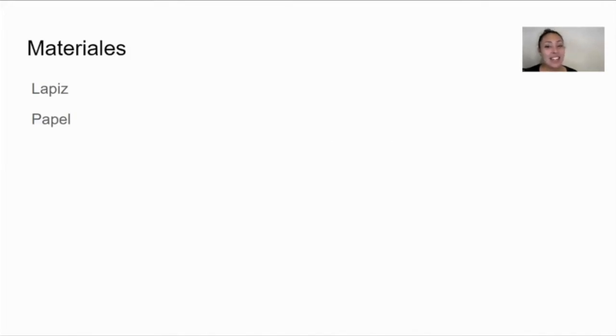Antes de empezar, los materiales que van a necesitar hoy son un lápiz y un papel. Si tienen su papel de la lección anterior, pueden usar el otro lado. Si no, agarran otro papel, uno nuevo. Pueden ser una hoja blanca o una hoja que tiene líneas, como de un cuaderno. Cualquiera de los dos está bien. Pero si necesitan un lápiz o lapicero y algo para escribir, un papel.